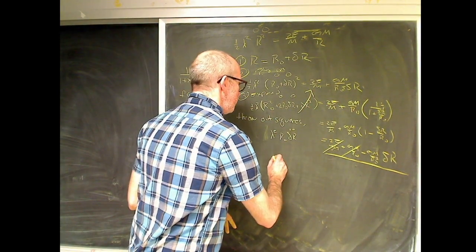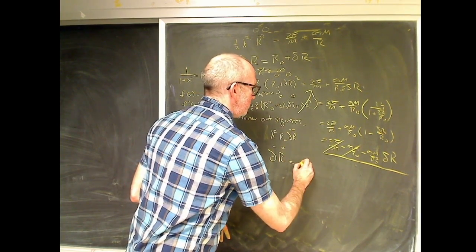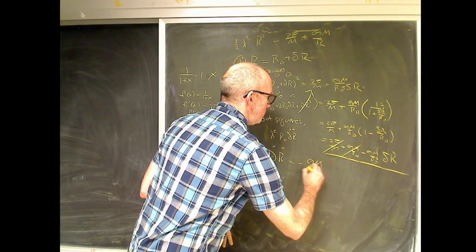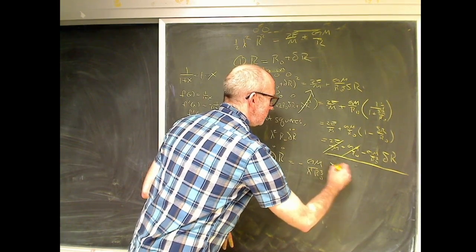Now I'm left with delta r double dot equals minus, see what all do we have? We have g m over r naught cubed lambda squared delta r.